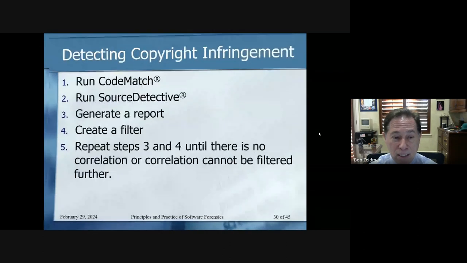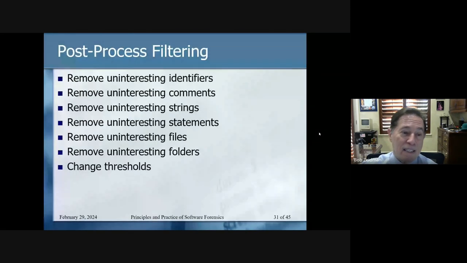Now, just to be clear, CodeMatch, rather than put out numbers between 0 and 1 for correlation, just multiplies by 100 to make it easier to work with. So those correlation scores are between 0 and 100. And again, here's the filtering I just talked about.